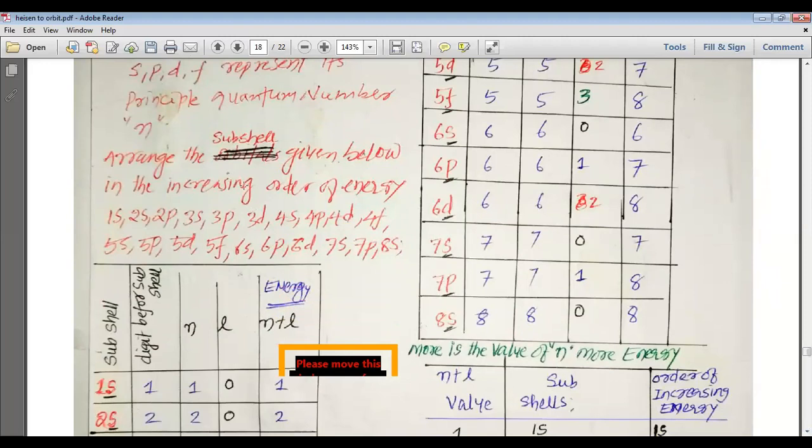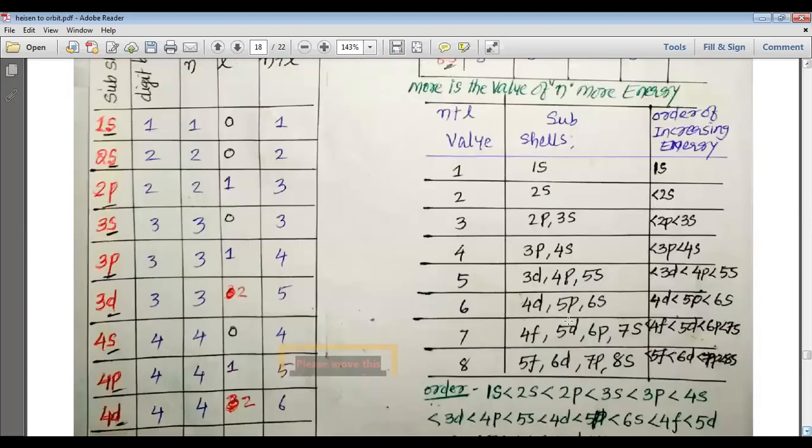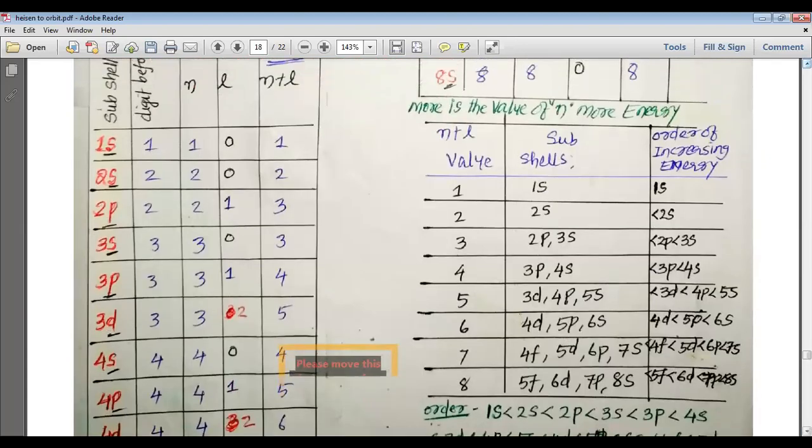Arrange the subshells given below in the increasing order of energy. So I have written 1s, 2s, 2p, 3s, 3p, 3d, 4s, 4p, 4d, 4f, 5s, 5p, 5d, 5f, 6s, 6p, 6d, 7s, 7p, and 8s. These are all the orbitals that I have. So I have written all these orbitals here, my dear students.